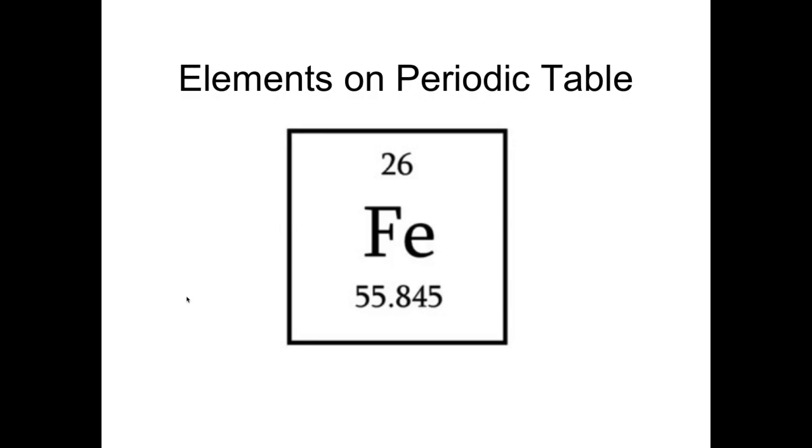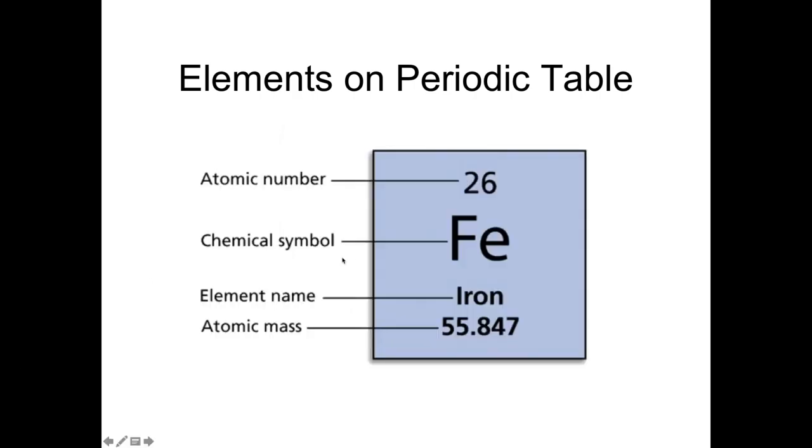Okay, so today we're going to talk about elements on the periodic table. And let me go ahead and show you this. Most of you guys know this already, but I do think it's always good to review this item with you. So the chemical symbol is always going to be a 1 or 2 letter abbreviation.